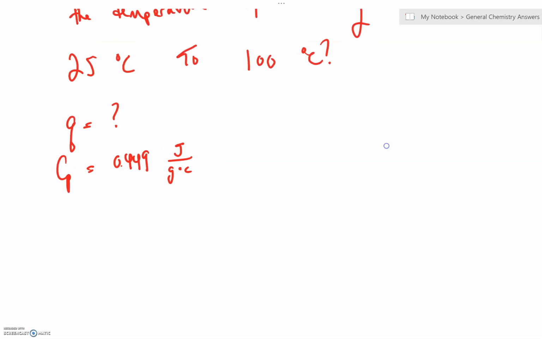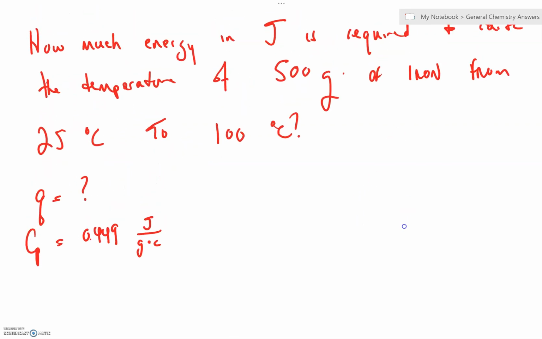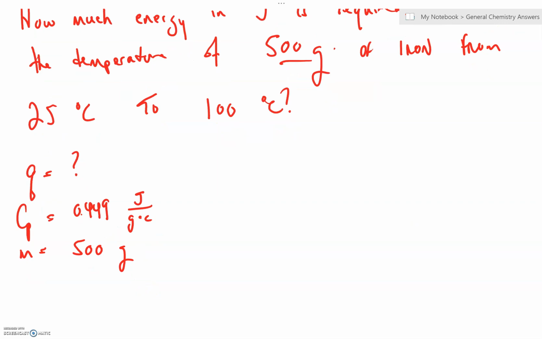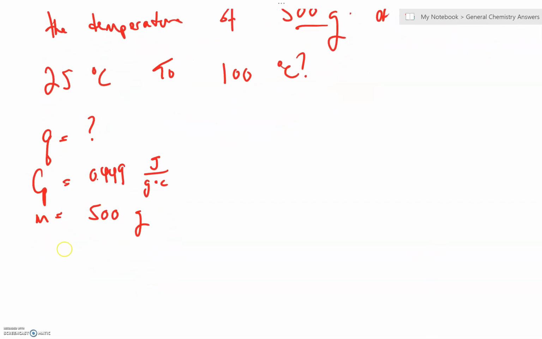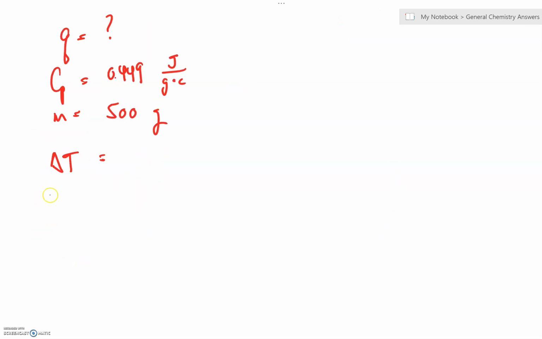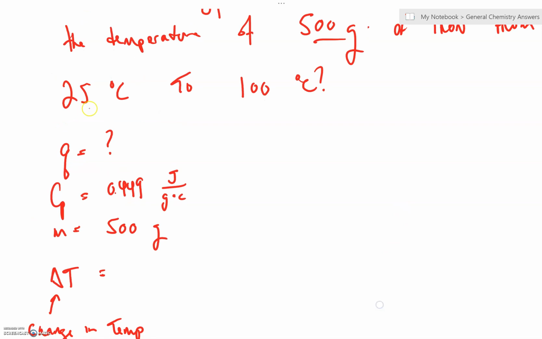We'll say M, our mass. It tells us right here, our mass, 500 grams. And we want to be pretty careful here, because when it says delta T, let's remember that that delta stands for change in temperature. Well, we went from 25 to 100, and that means that our delta T is 75 degrees Celsius. So let's plug this in.